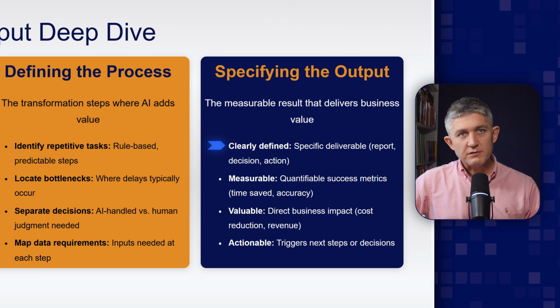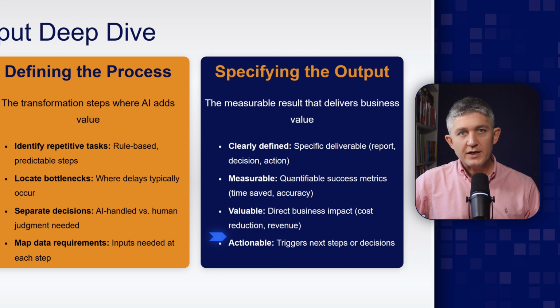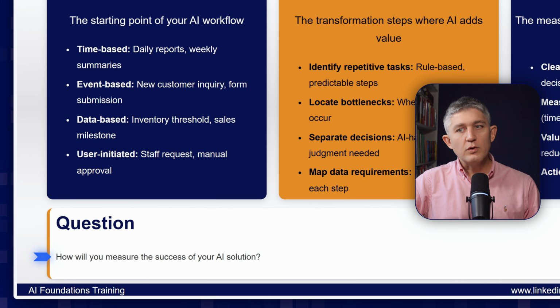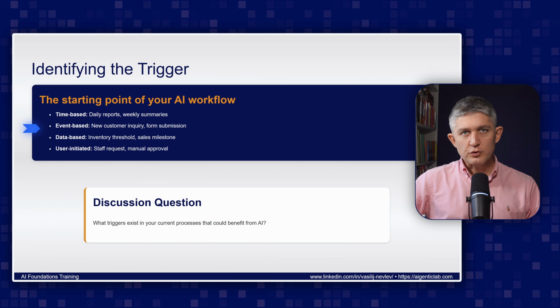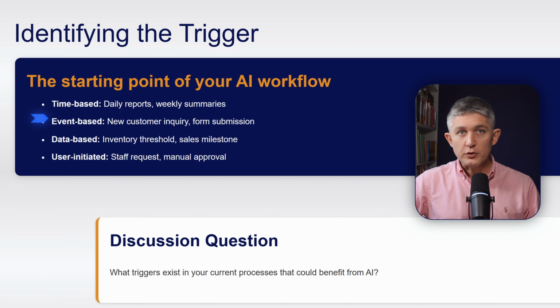For the output, define a specific deliverable. Make it measurable, ensure it drives action, and has business value. Question for you: how will you measure success? For the triggers, what naturally initiates your workflow? Perhaps it's a scheduled report, a new inquiry, a stock threshold, or a staff request.